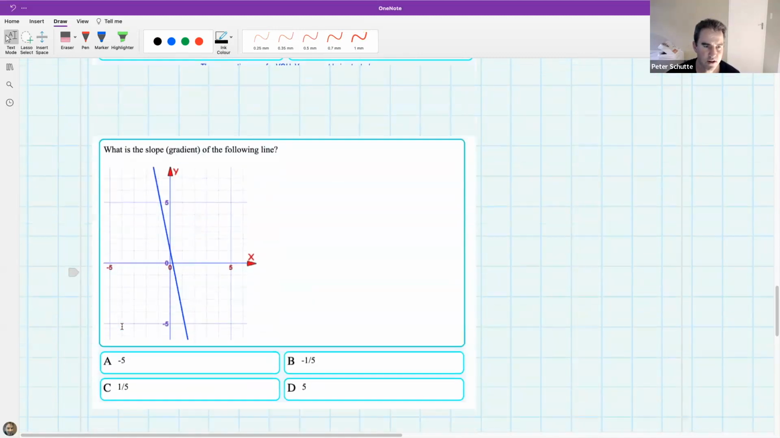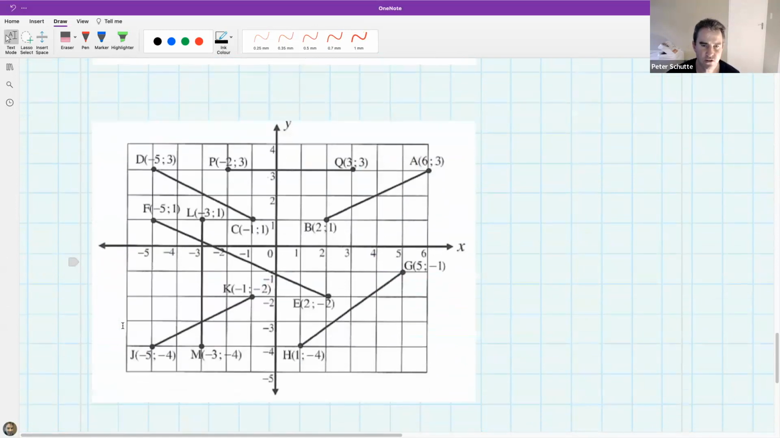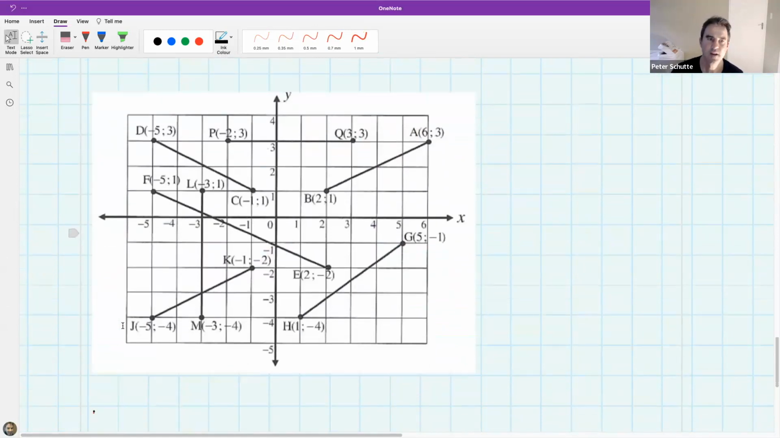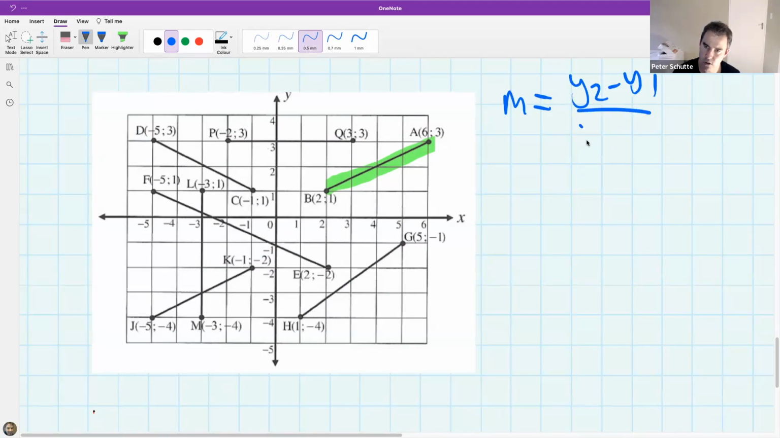Let's do one without counting. Let's do one like this. Find me the gradient of that line. Now, I'm going to suggest that instead of, you can count it with blocks, it's not a problem. But just for this one, why don't you use the gradient formula? And then we'll confirm afterwards that if we count blocks, it's the same thing.